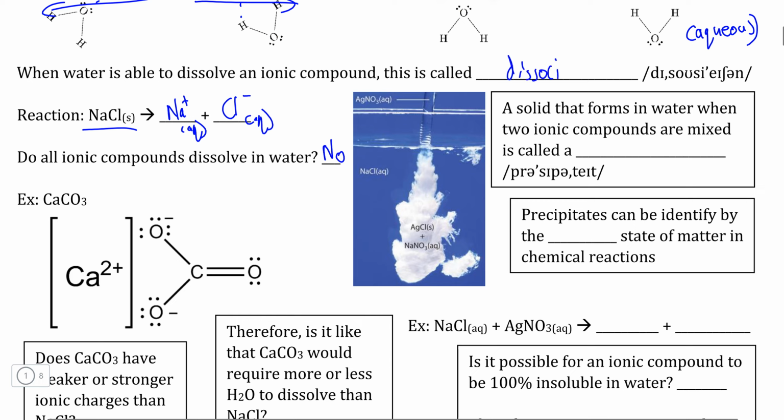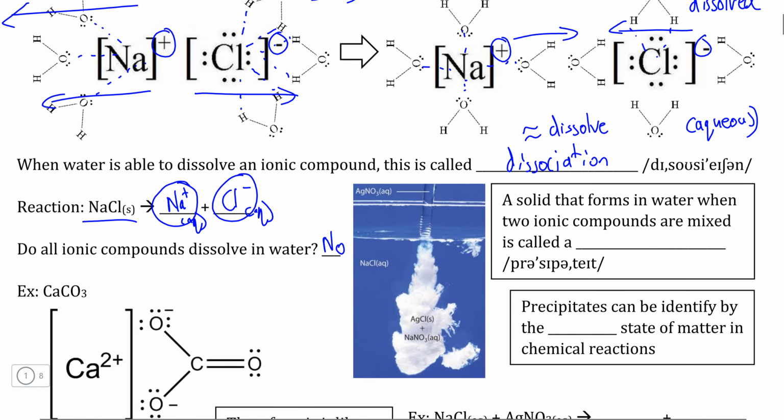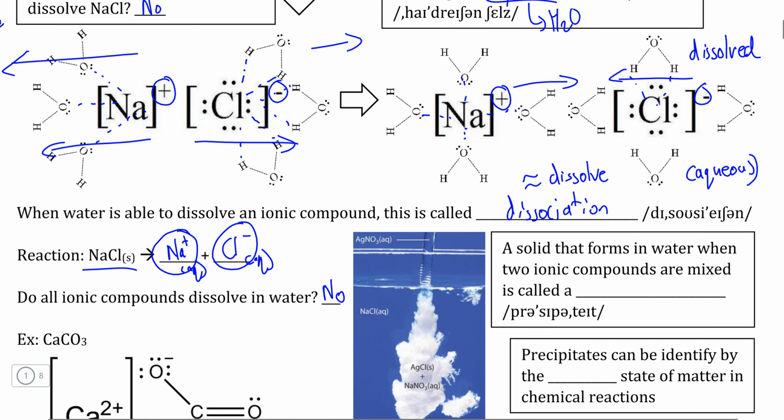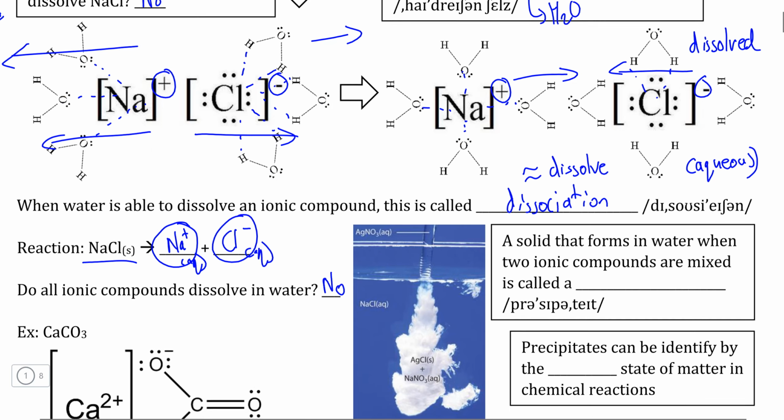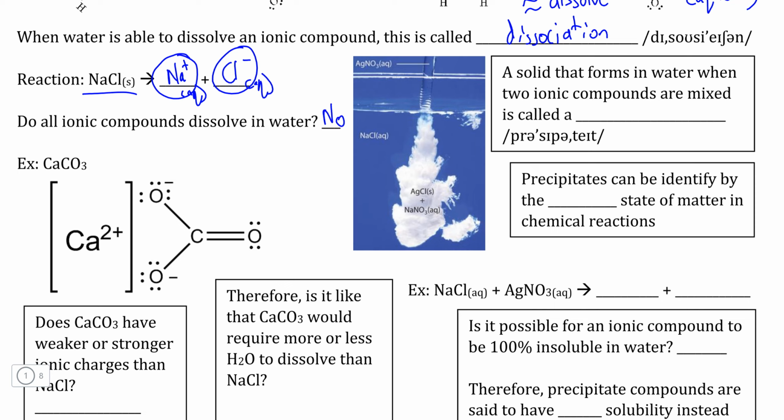And this process of water separating the positive and negative ions from each other is what we call dissociation. So dissociation is a term that's often used interchangeably with the word dissolving, and they are similar, but it specifically refers to the separation of ions in an ionic compound by water using its intermolecular dipole-ion or ion-dipole attractions.